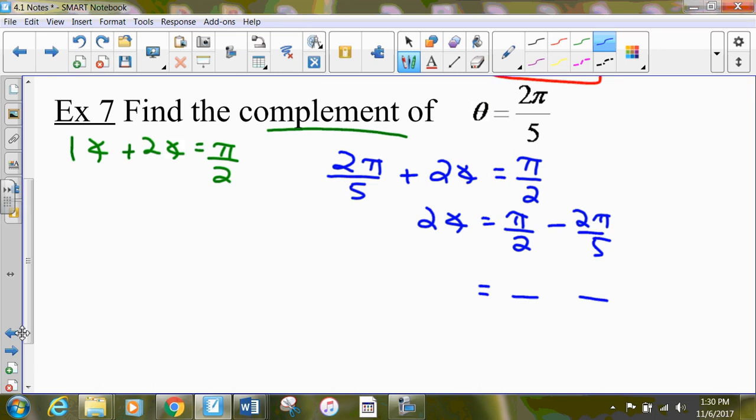So what's my common denominator when I have a 2 and a 5? That's right, a 10. So I multiply the denominator by 5 to get 10. I multiply the numerator by 5 to get 5 pi. I multiply the denominator by 2 to get 10. I multiply the numerator by 2 to get 4 pi. 5 pi minus 4 pi is pi. Pi over 10 is the complement.